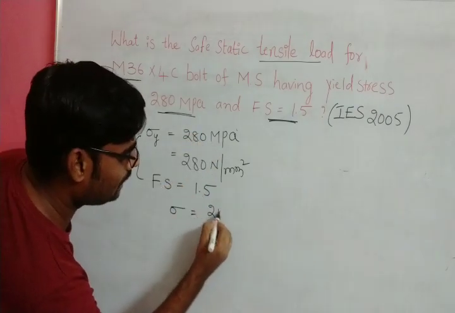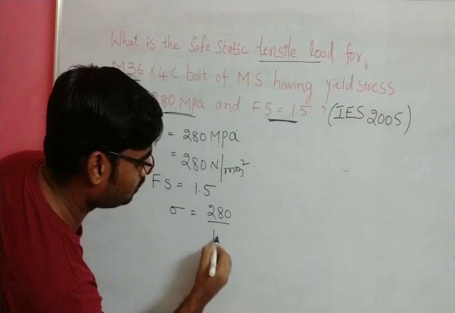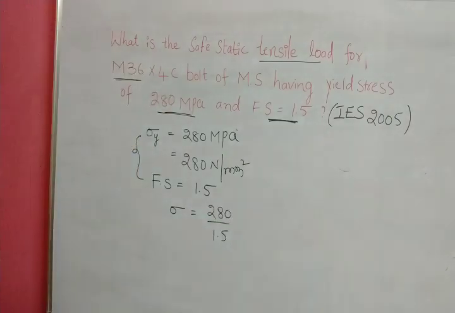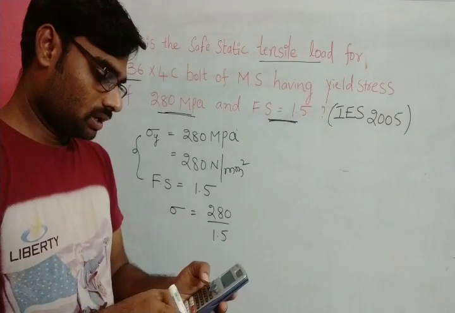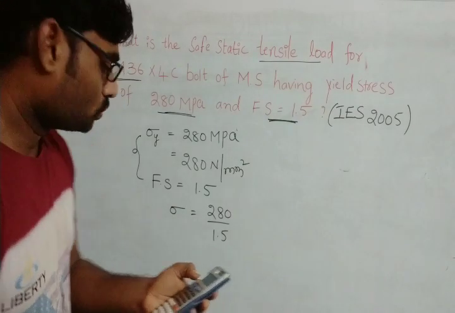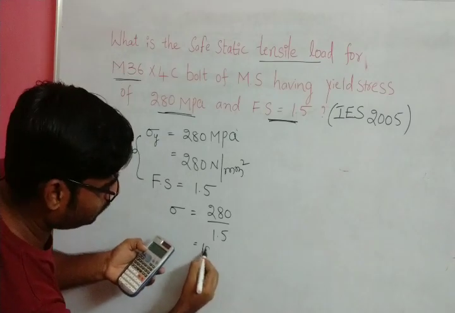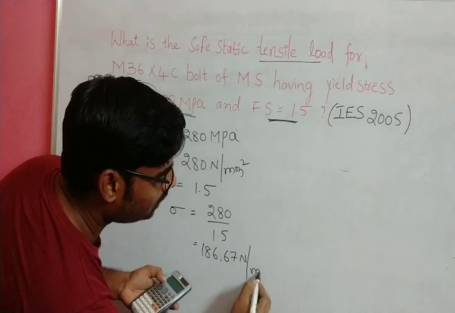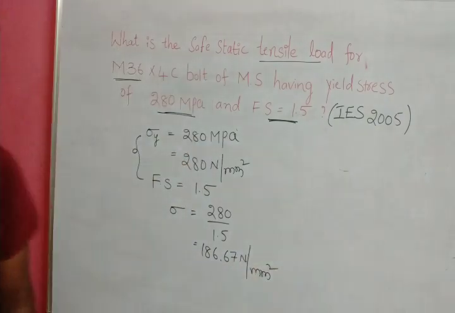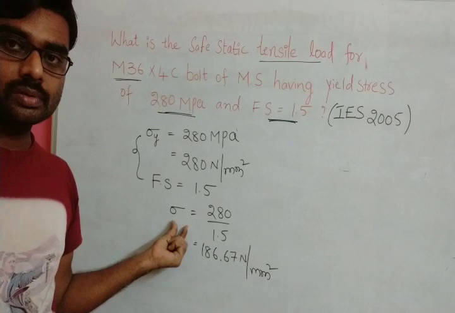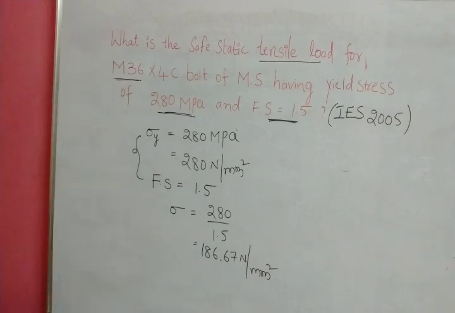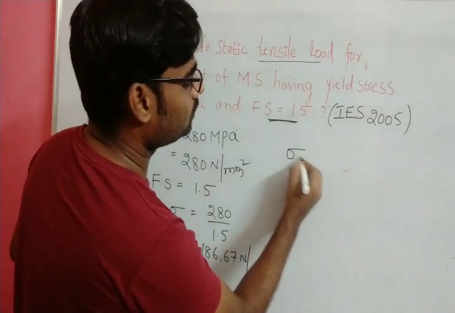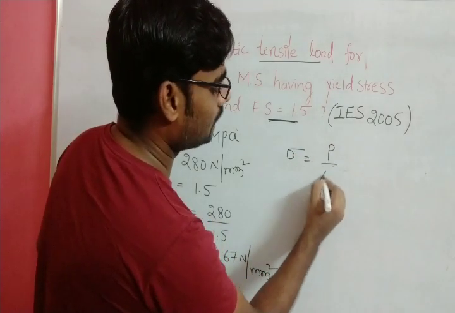So 280 divided by 1.5 equals 186.67 in terms of Newton per mm square. This is the stress value, so the stress is done. What is the general formula? Sigma equals load by area.